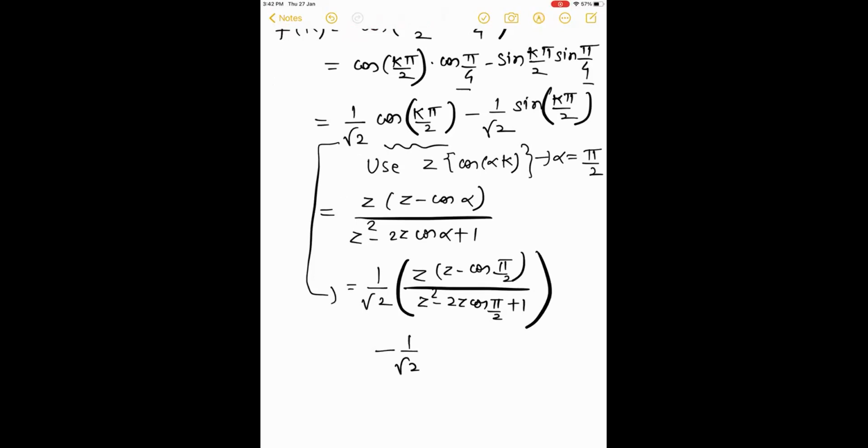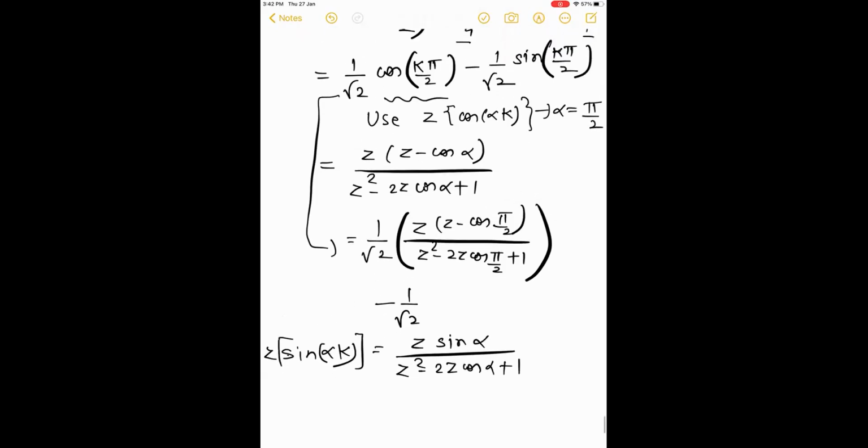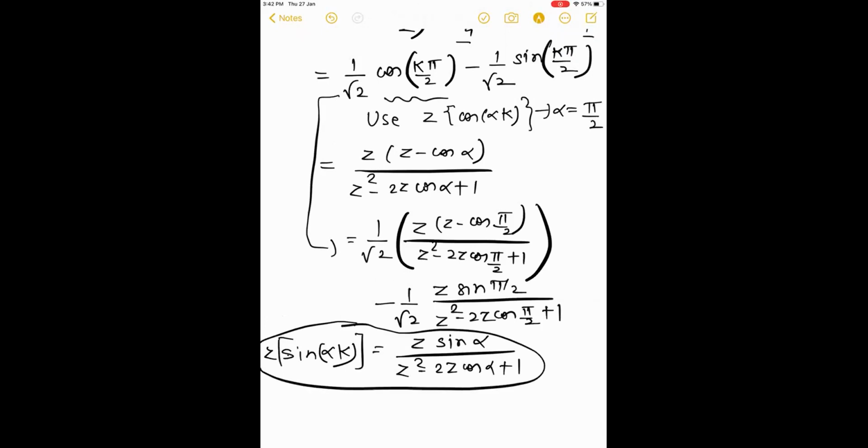For the second term, we have to use the result of sine of alpha k. The Z transform of sine alpha k is Z sine alpha upon Z square minus 2Z cos alpha plus 1. Correct? So here we will get minus 1 by root 2 into Z sine pi by 2 upon Z square minus 2Z cos pi by 2 plus 1. This is the result which we are using here.